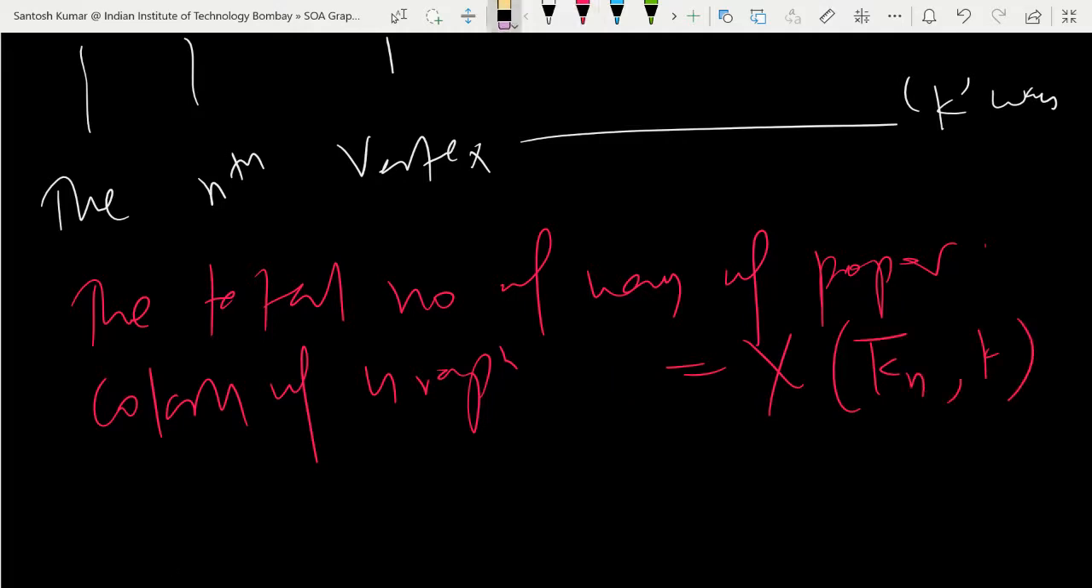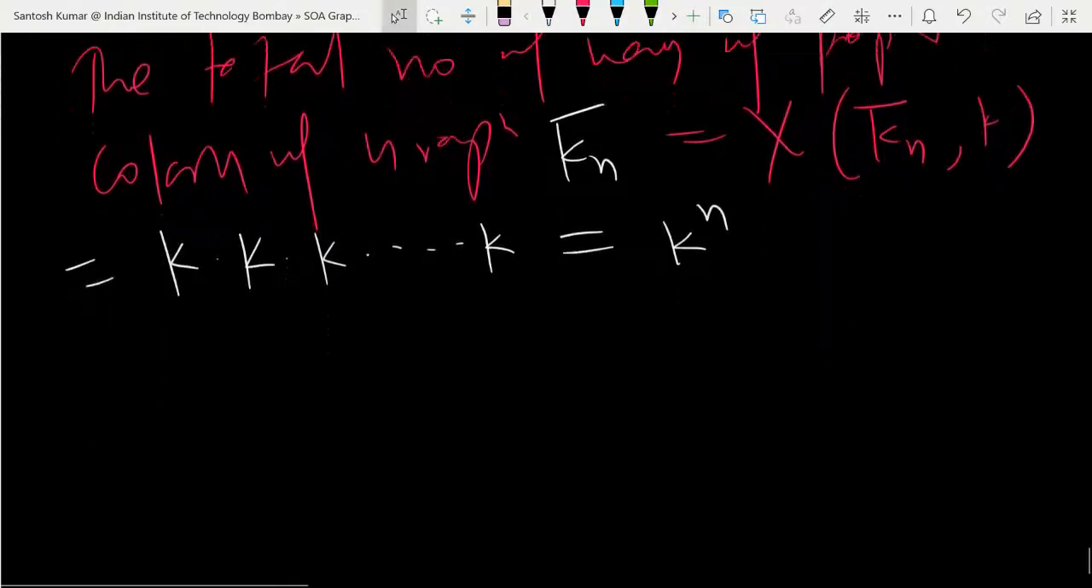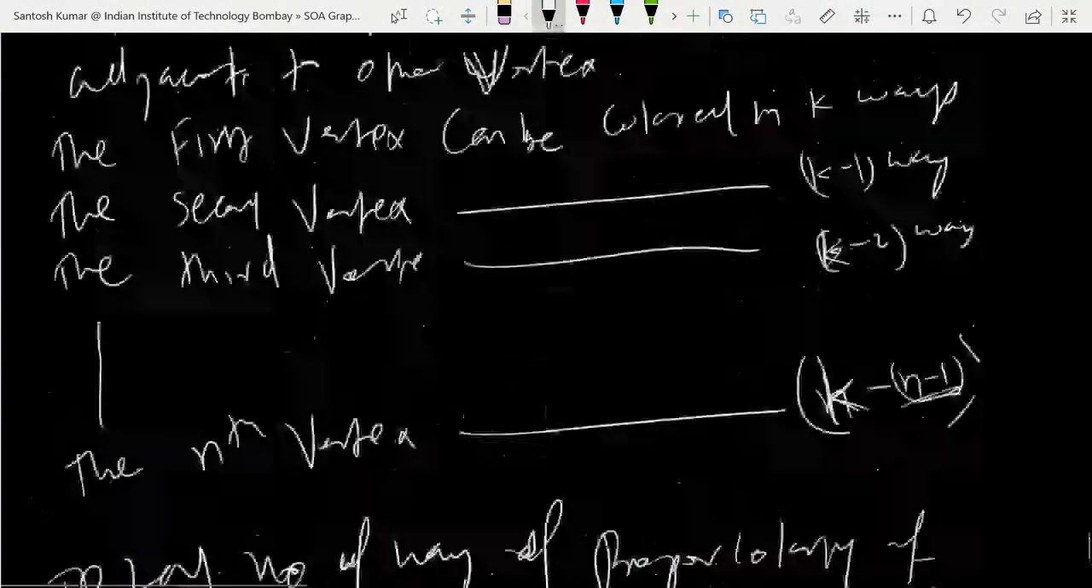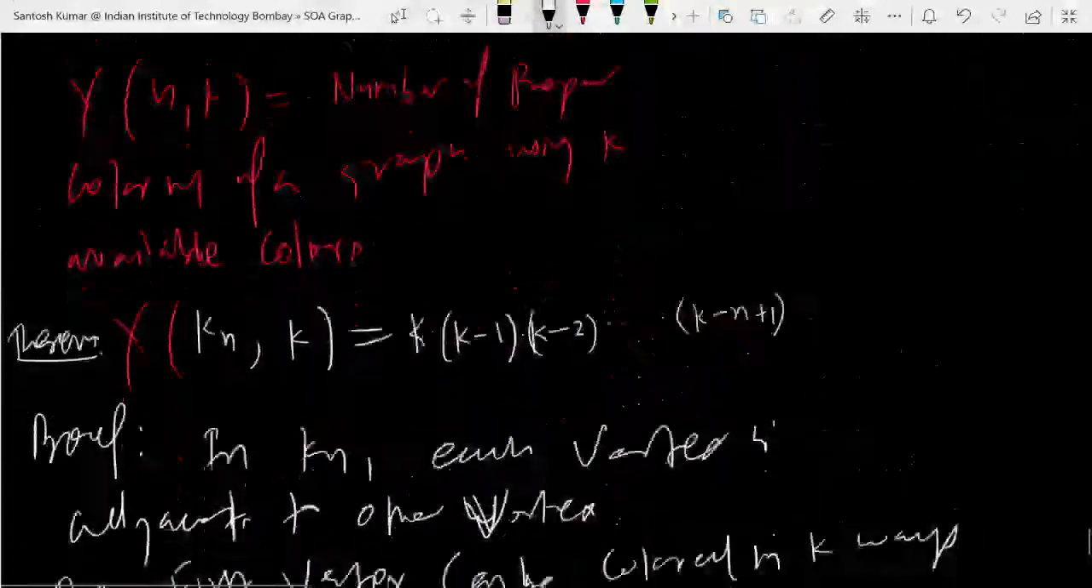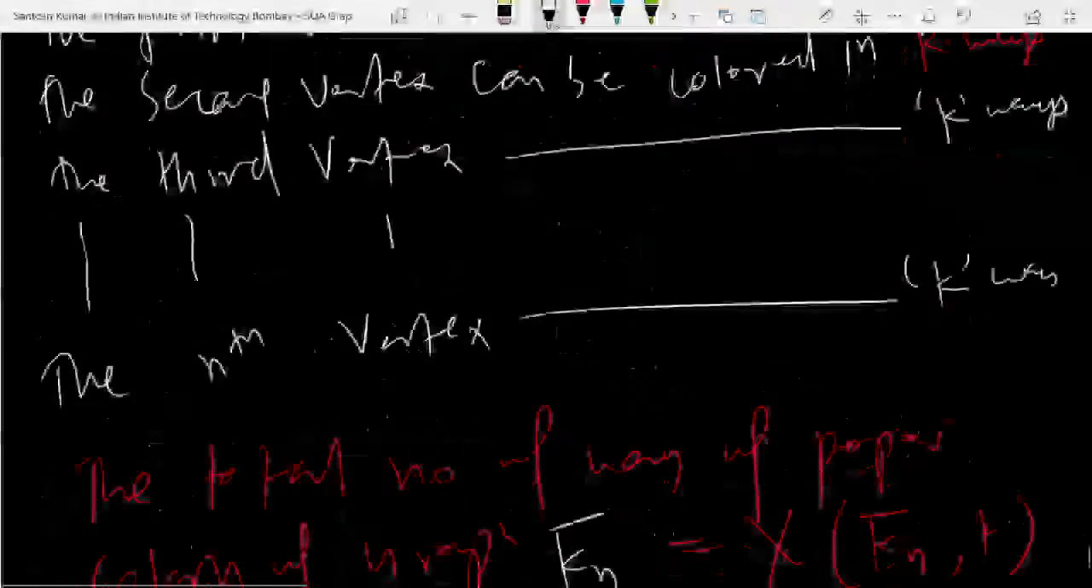In place of G you can write Kn complement. So this is k choices for the first vertex, k for the second, k for the third, and so on, k for the last vertex. There are n vertices, so k raised to power n. Again, you can observe k raised to power n is also a polynomial in k having degree n, where n is the number of vertices. Fine, so this was the second result, and this is the first result.